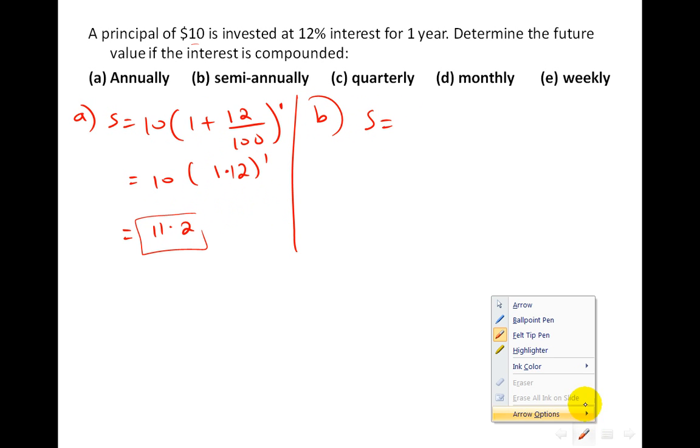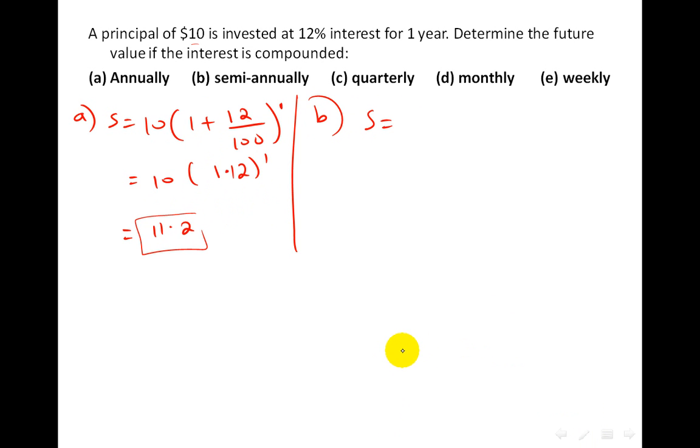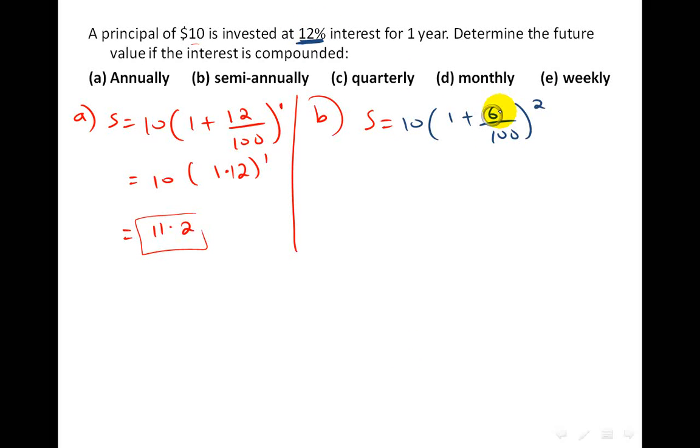Okay, in the semi-annual, the timing will be changed. That means in semi-annual you have twice, every 6 months. So this 12, the interest also must be divided. In the first half year it will be just 6%, but it will be twice. So don't forget to divide the interest rate into 2, and here instead of 1 year you'll have 2 because it's semi-annual.